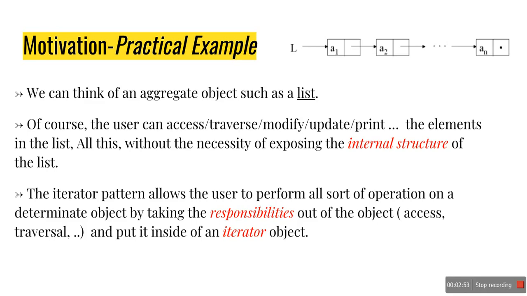For example, whenever we access an array, element 5, we are simply interested in accessing the element. We are not interested in knowing how to access it. And the iterator pattern allows the user to perform all sorts of operations on a determined object by taking the responsibilities out of the object, which are access and traversal, and putting those responsibilities inside of the iterator object.